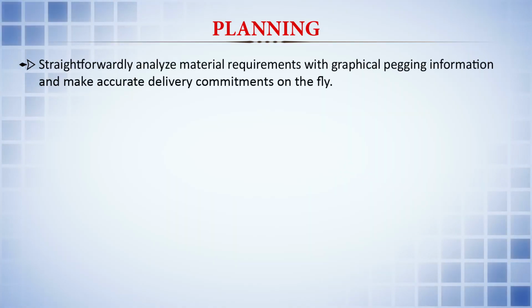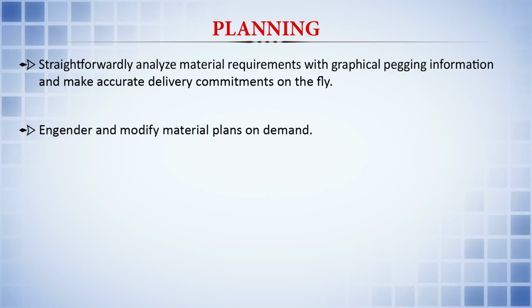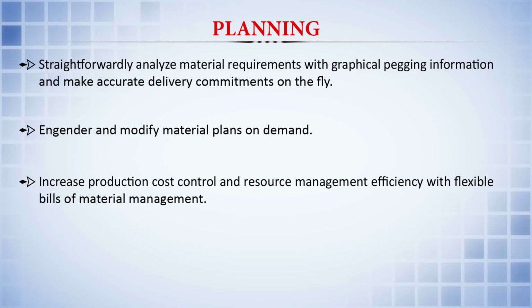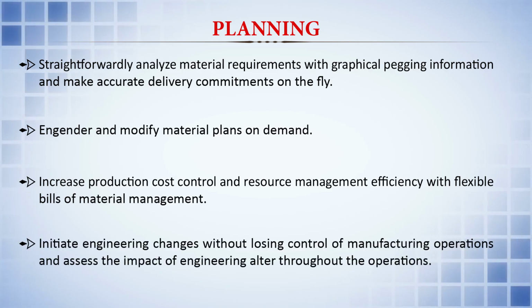Straightforwardly, analyze material requirements with graphical pegging information and make accurate delivery commitments on the fly. Engender and modify material plans on demand, increase production cost control and resource management efficiency with flexible bills of material management. It also initiates engineering changes without losing control of manufacturing operations and assesses the impact of engineering changes throughout the operations. So, the second system that we can talk about is inventory and material management.